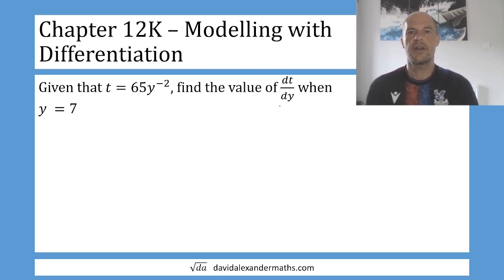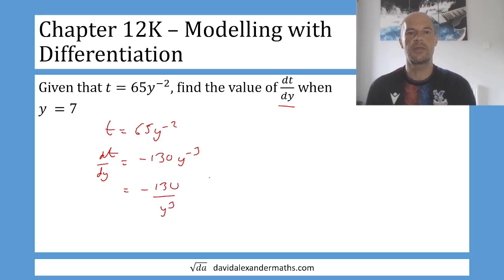So if we want to find the value of dt by dy, well, if t is 65y to the negative 2, then what is our equation for dt by dy? Well, that's going to be negative 2 times 65, so minus 130y to the negative 3, which we could write as minus 130 over y cubed.